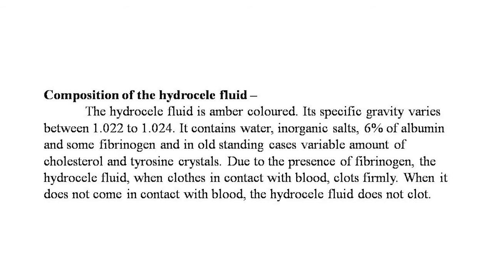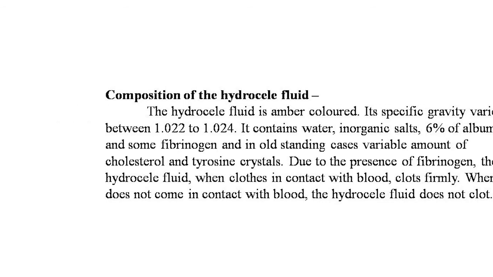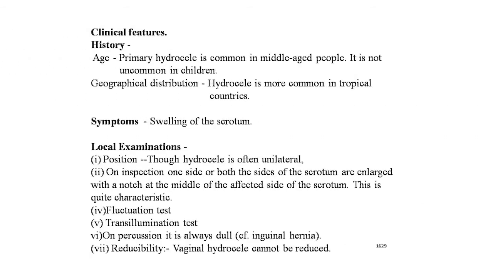Due to the presence of fibrinogen, the hydrocele fluid, when it comes in contact with blood, clots firmly. When it does not come in contact with blood, the hydrocele fluid does not clot. Now the clinical features of the vaginal hydrocele are: first, the history, the age. Primary hydrocele is common in middle-aged people. It is uncommon in children. Geographical distribution: hydrocele is more common in tropical countries.